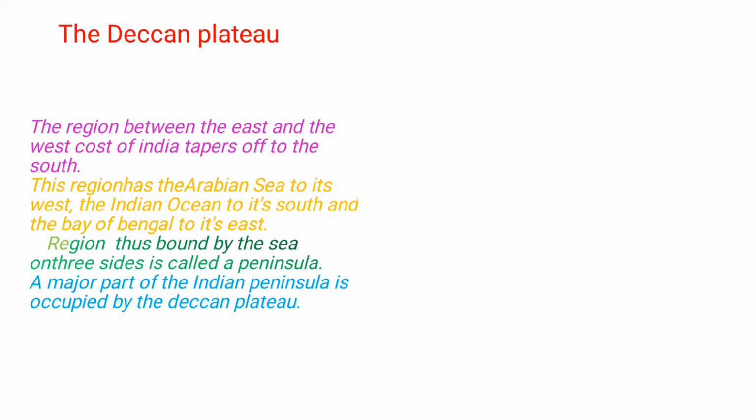The major part of the Indian peninsula is occupied by the Deccan Plateau. That means our land is surrounded by three water bodies: the Arabian Sea to the west, the Indian Ocean to the south, and the Bay of Bengal to the east, and the land in between. This type of region is called a peninsula.